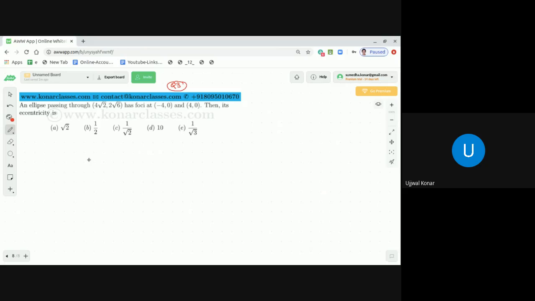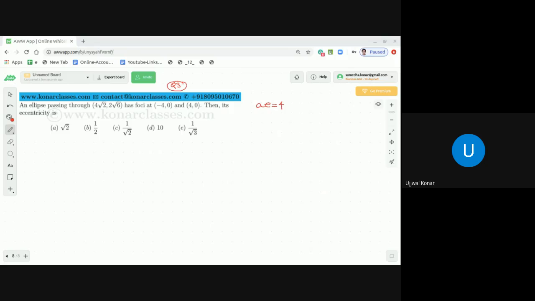From that information, we can write that ae is equal to 4. That is the coordinate of the focus, (ae, 0) and (-ae, 0), and we see the foci are (4, 0) and (-4, 0). So definitely ae is equal to 4. Our task is to find the value of e, and eventually our task turns out to be finding the value of a. The moment we find the value of a, finding e is pretty simple: it is 4 by a. Let's see how we can find it.